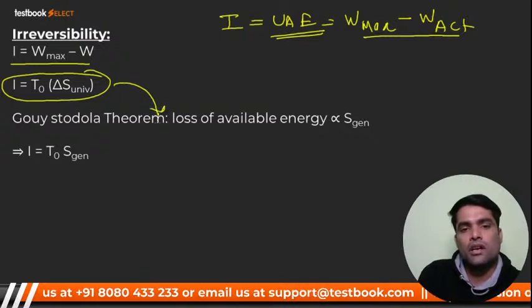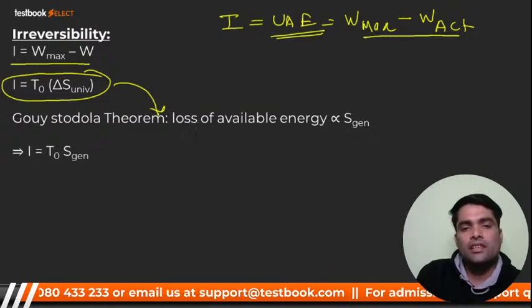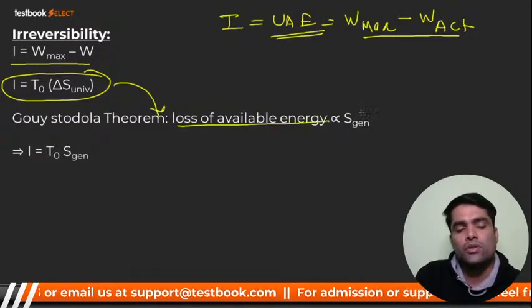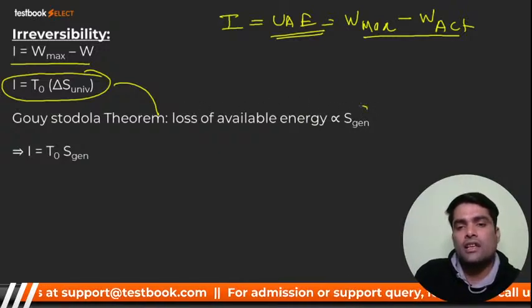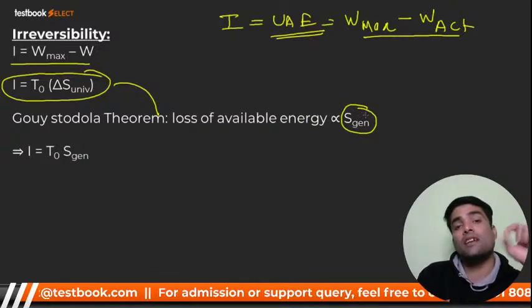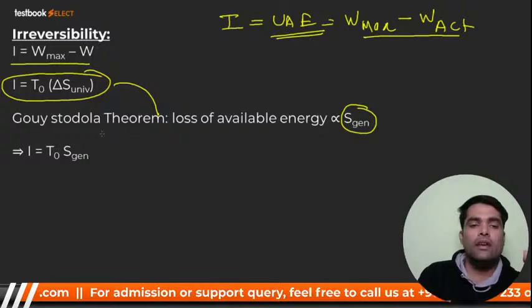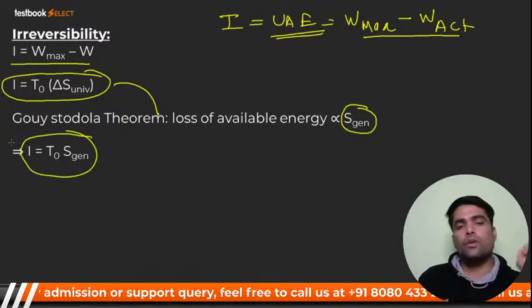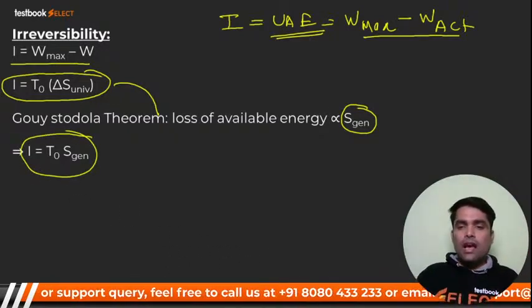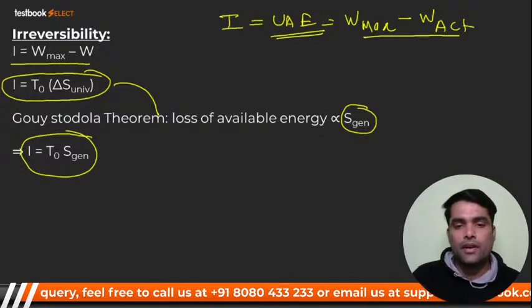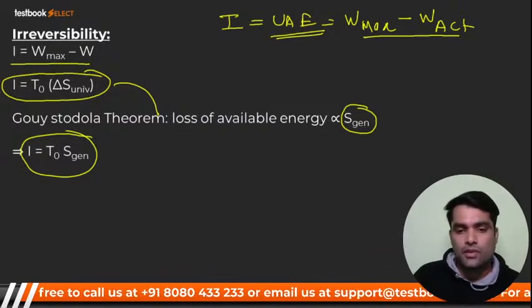What is this called? The Gouy-Stodola equation, and it says the loss of available energy is directly proportional to the entropy generated. The more entropy generation in the system, the more energy loss there will be. So this one, this is known as the Gouy-Stodola equation. I repeat, this is known as the Gouy-Stodola equation.